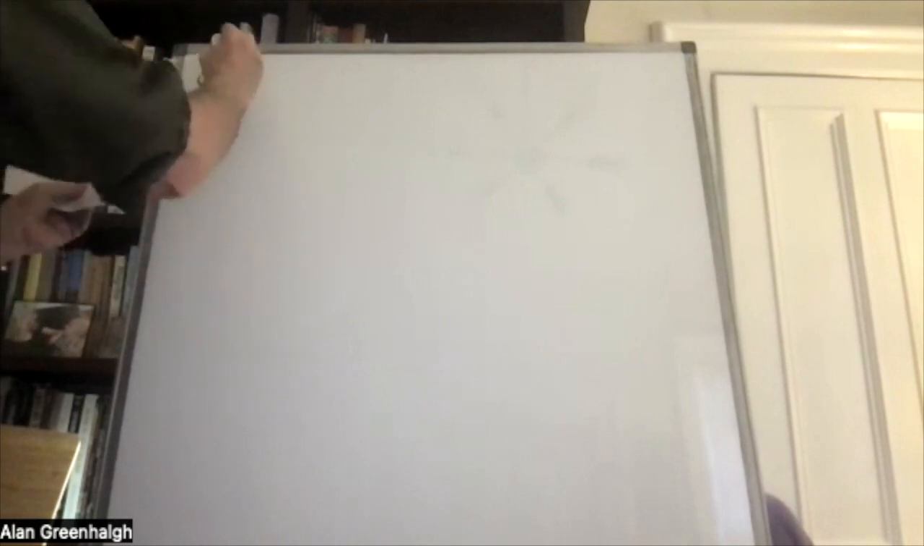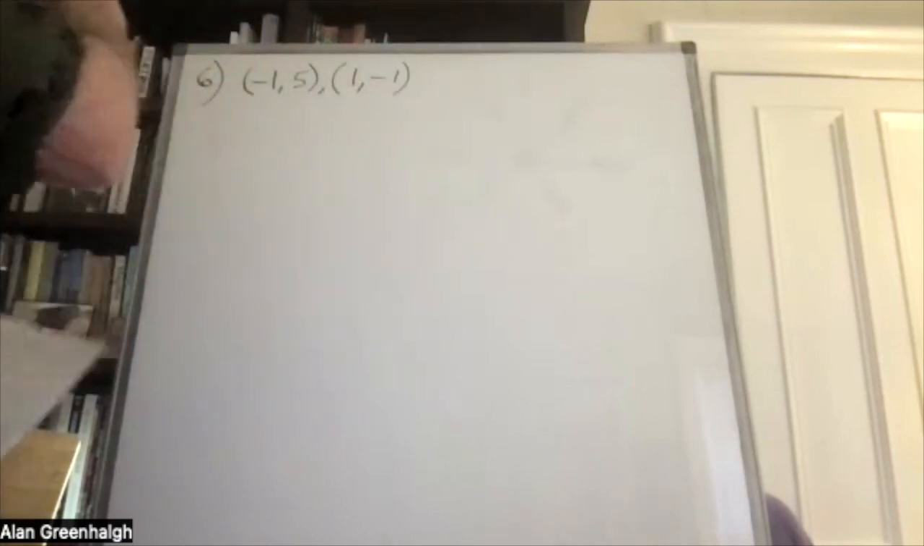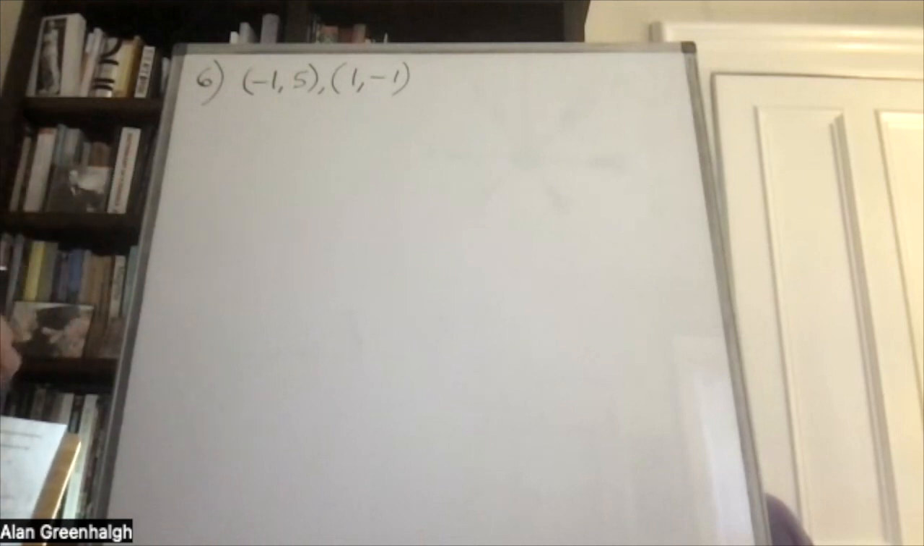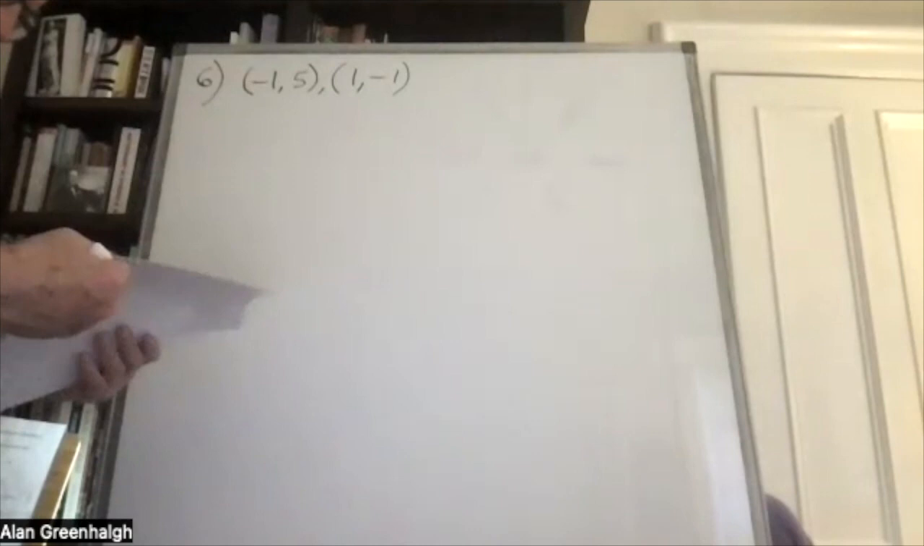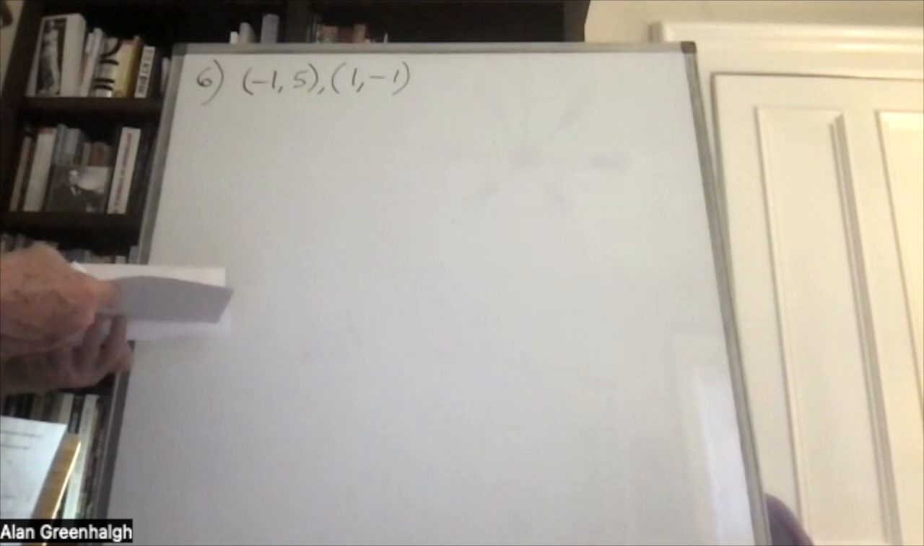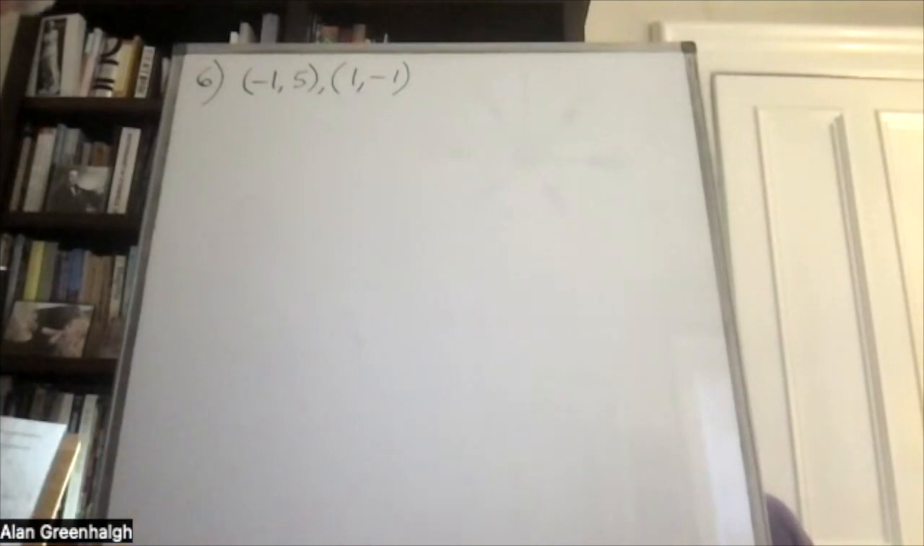Problem 6. What is the equation of the line which passes through the point -1, 5, and another point 1, -1? The equation of the line. I say it on the real test, I believe: in slope intercept form.